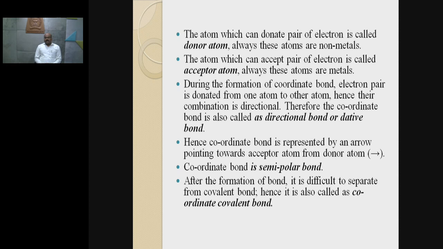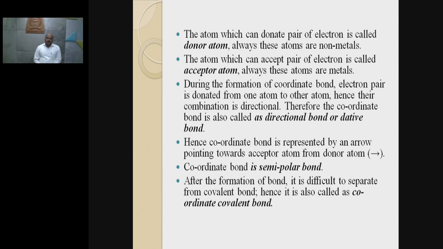As we see the characteristics of the coordinate bond, generally the atom which can donate the lone pair of electrons is called a donor atom. It is always the non-metal atom. The atom which can accept the lone pair of electrons is called an acceptor atom. It is the metal atom because it contains the empty orbital, therefore it can accept the lone pair of electrons, hence it is called an acceptor atom.